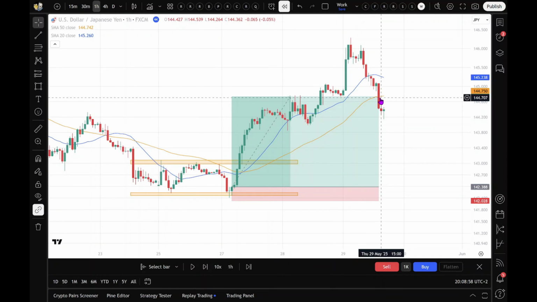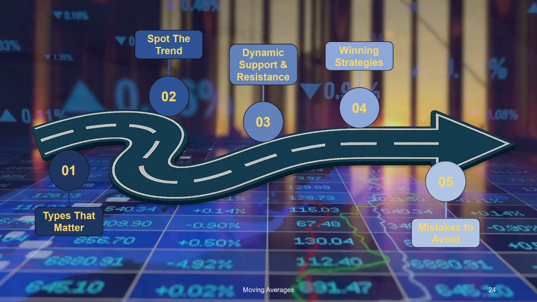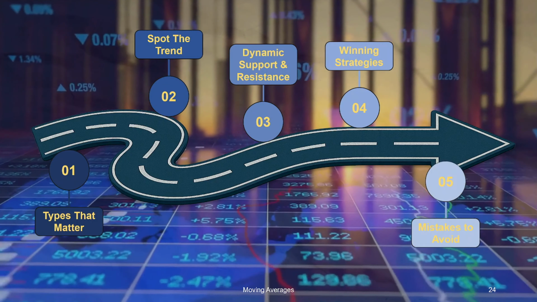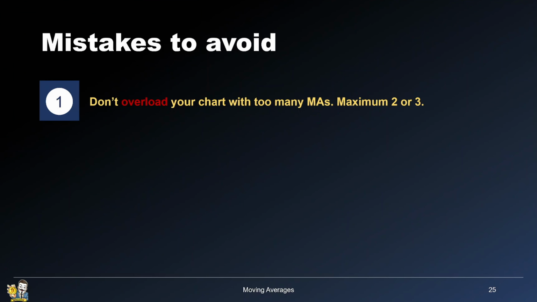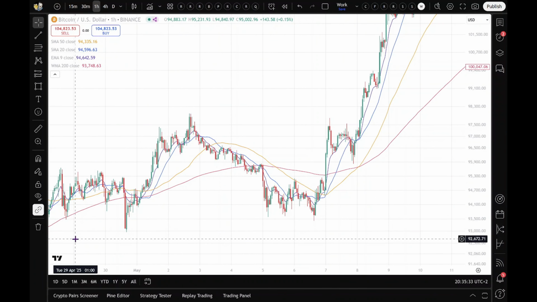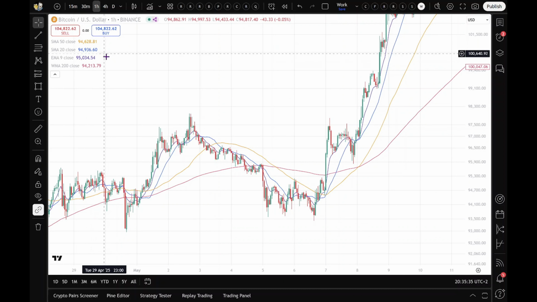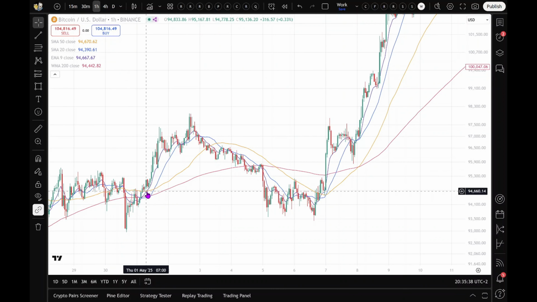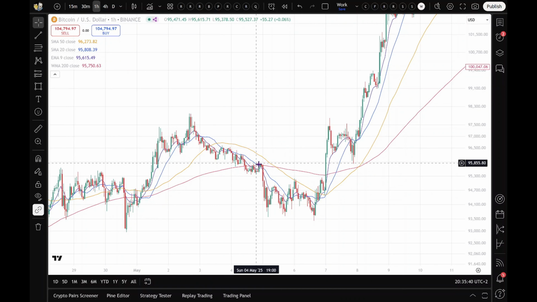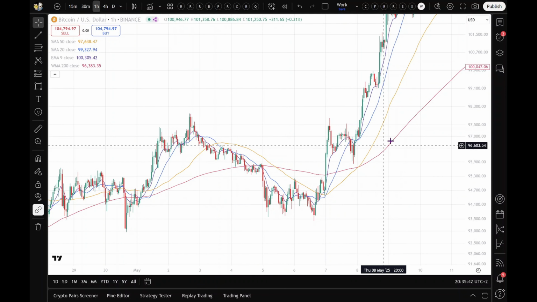Using the 50 SMA as a trailing stop can be a very effective way to maximize your profits while staying in the trend. Let's now talk about common mistakes to avoid when using moving averages. The first advice is don't overload your chart with too many MAs. Stick to a maximum of 2 or 3. For example, here we have 4 different moving averages, and there are too many crossovers, which makes the signals unclear and makes it harder to make decisions based on the chart.